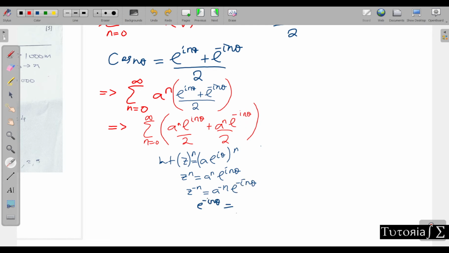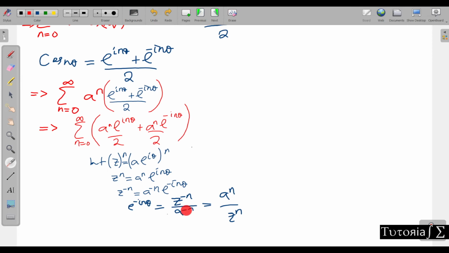Making this the subject of the formula, we get z to the negative n over a to the power negative n. Now this is the same thing as 1 over z to the power n, all over 1 over a to the power n. So applying the index rules, this simplifies to a to the power n over z to the power n. So simply e to the negative i n theta is equal to a to the power n over z to the power n. So here we are going to replace with a to the power n over z to the power n.